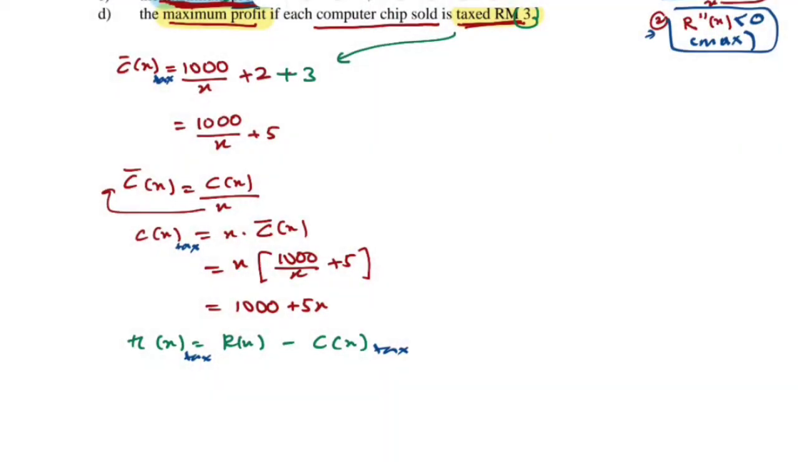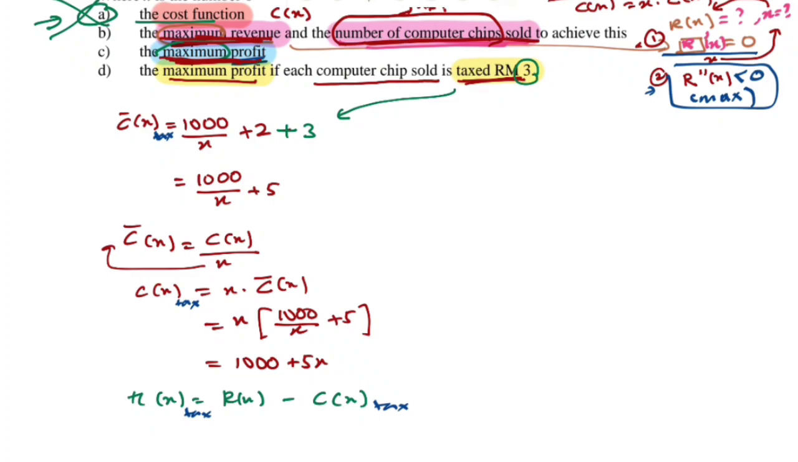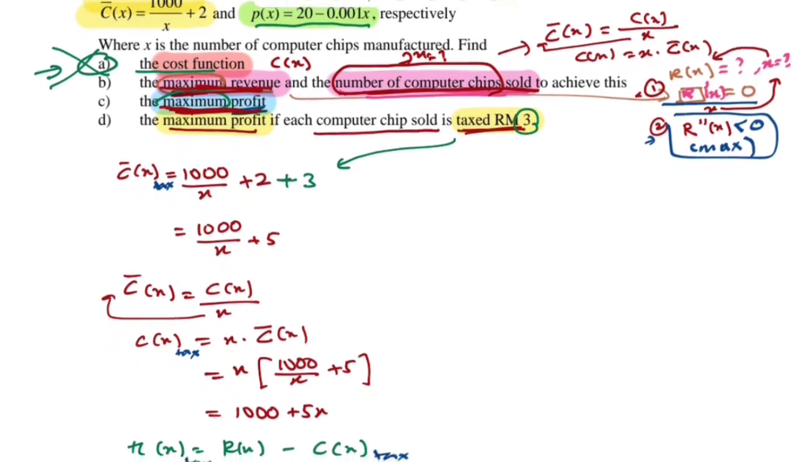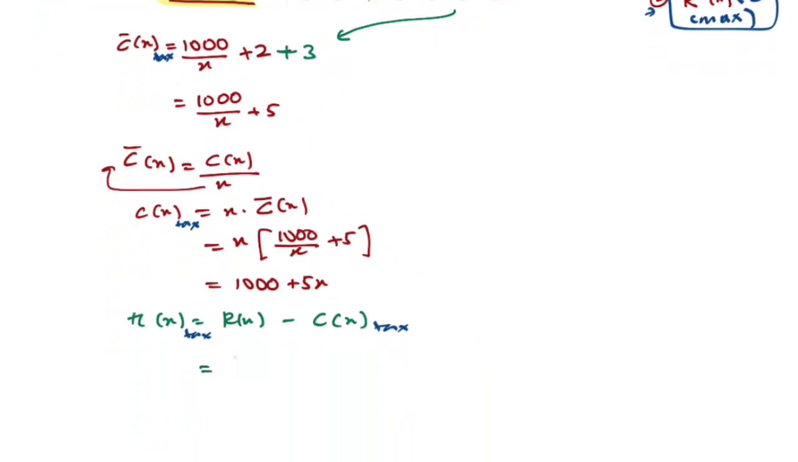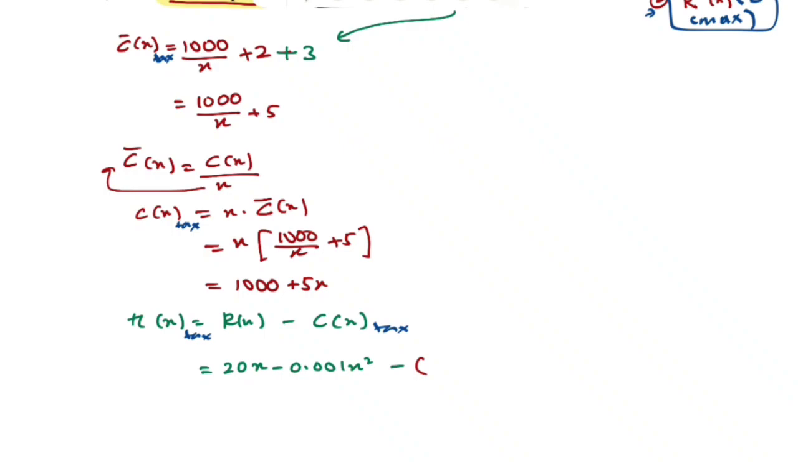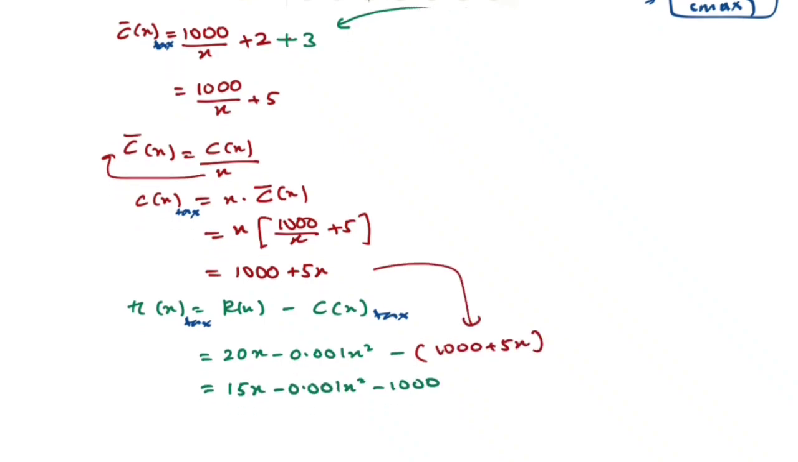Why isn't the revenue function changed? Because we still have the same price demand function. The price does not change, only the cost changes. Write down your revenue function that you have obtained in question B. Subtract the new cost function. Expand and simplify.